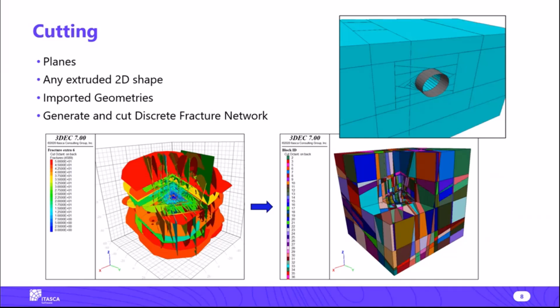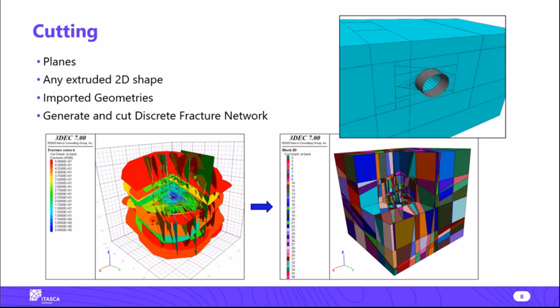So the cutting logic is pretty sophisticated. You can just cut planes, so you give an orientation and origin, and then even perhaps a spacing or some random distribution of orientations and spacings. So you can cut out joint sets that are just planar. You can cut out any sort of 2D shape and extrude it. So if you had some sort of tunnel or something like that, you can cut that out.